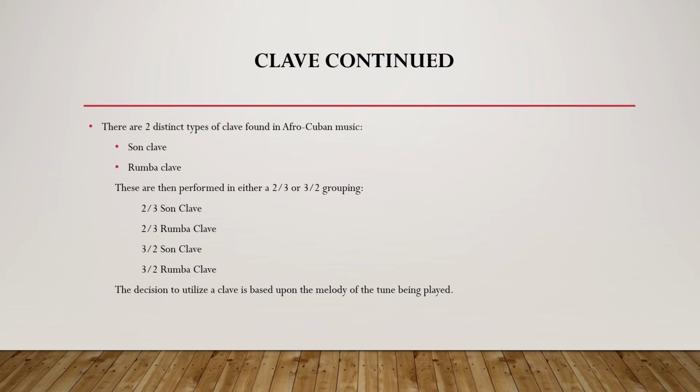Then if I simply start on the second measure of these patterns and flip them, they become a 3-2 son or a 3-2 rumba clave. And I'll just do a quick example of both. First, the 3-2 son. 1, 2, 1 E and A 2 E and 1 E and A 2 E and 1 E and 2.